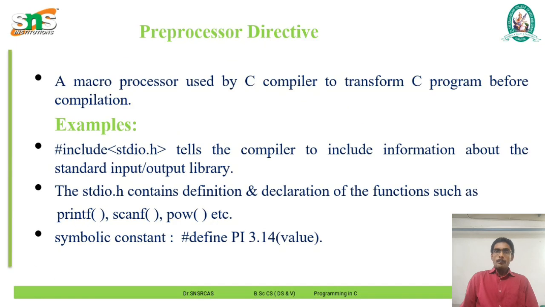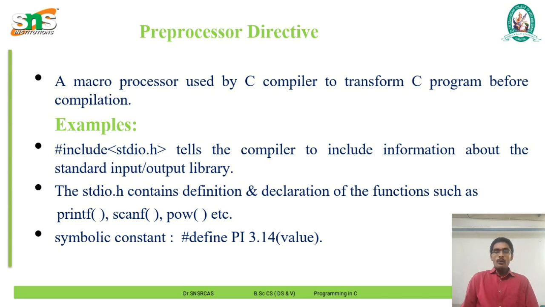Next comes preprocessor directives. The C preprocessor is a macro processor that is used automatically by the C compiler to transform your program before actual compilation. There are a few examples, such as #include <stdio.h>. This is a header file which contains the standard input functions. It tells the compiler to include information about the standard input libraries.